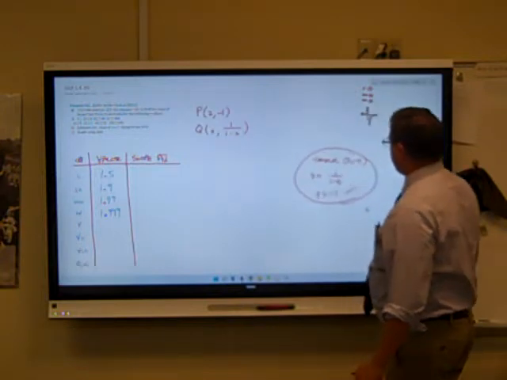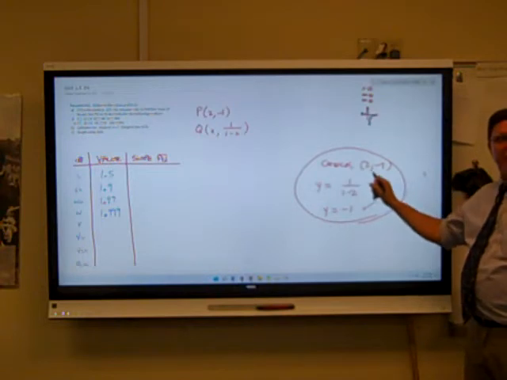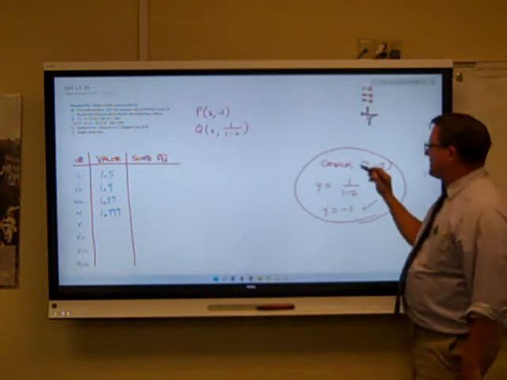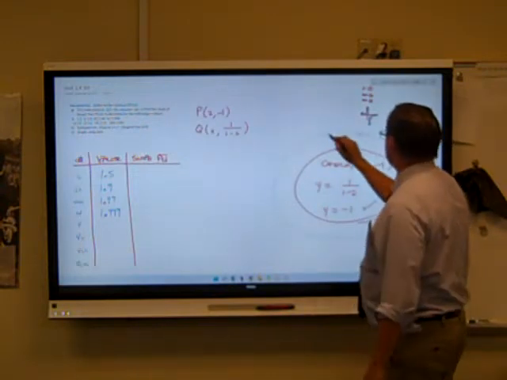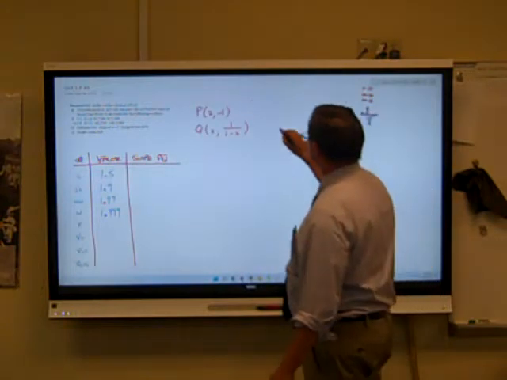I can confirm that (2, -1) is on the curve. I can literally check (2, -1), right? Plug in 2: 1 minus 2, y is negative 1. We have to remember that I could have just told you x equals 2 and you'd have to find the y, but they gave us the y. So (2, -1) is on the curve.